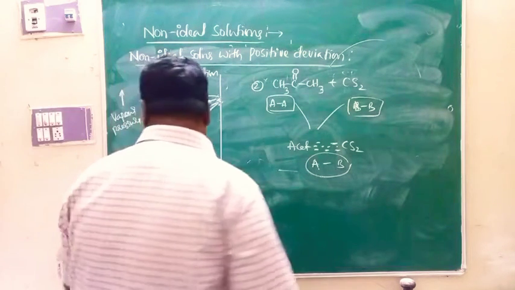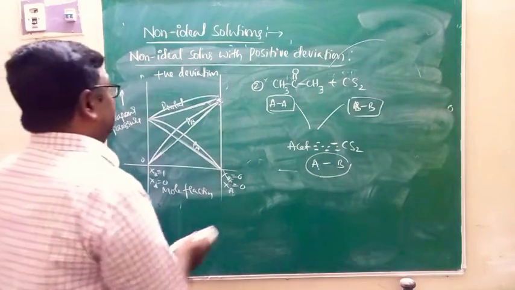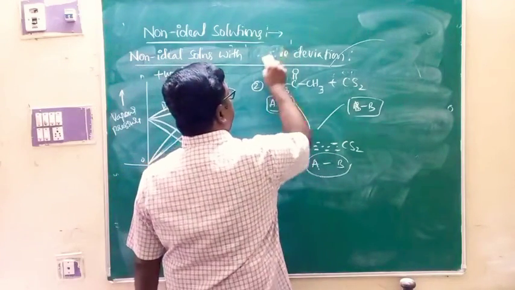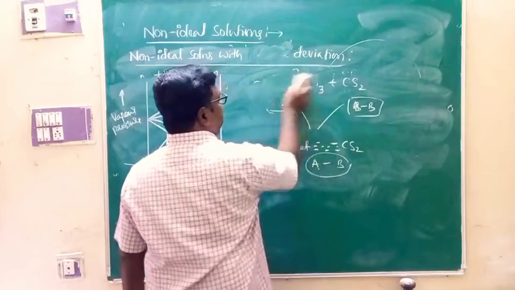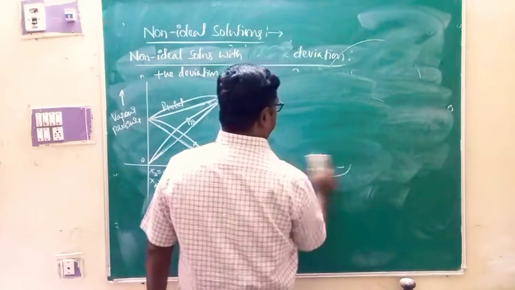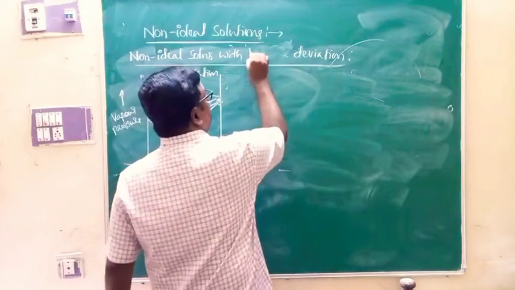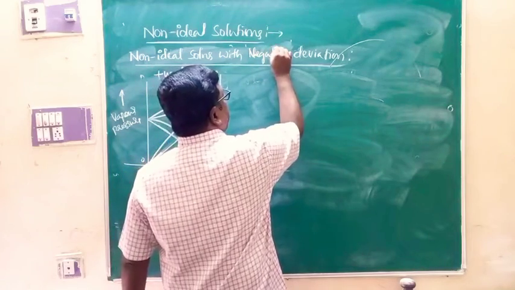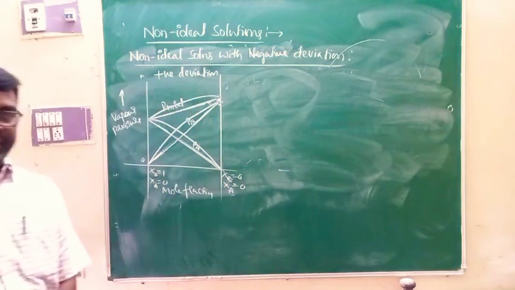Now at this moment, I'll go for the non-ideal solution showing negative deviation. Non-ideal solution showing negative deviation.